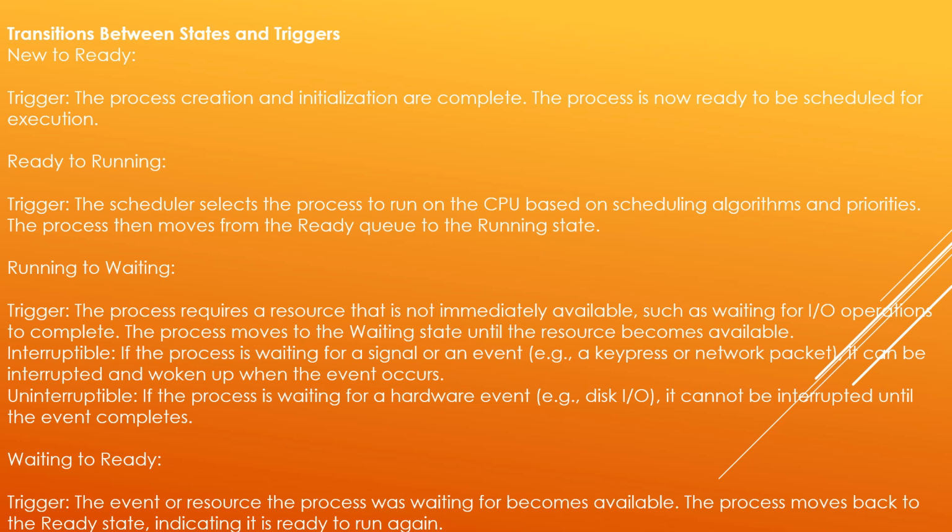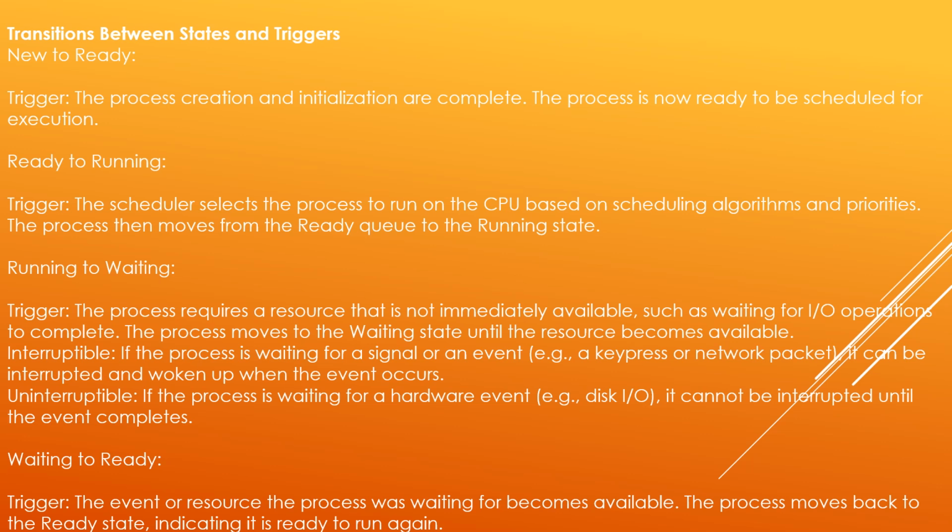Interruptible: if the process is waiting for a signal or an event, for example a key pressed or a network packet, it can be interrupted and worked upon when the event occurs. Uninterruptible: if the process is waiting for a hardware event, for example disk I/O, it cannot be interrupted until the event completes.